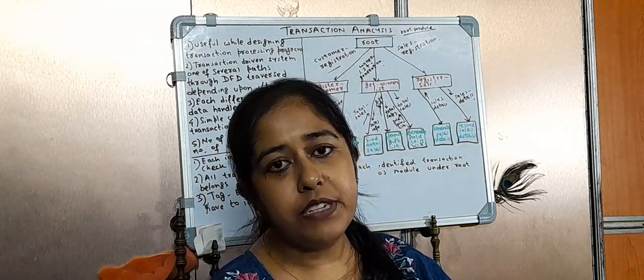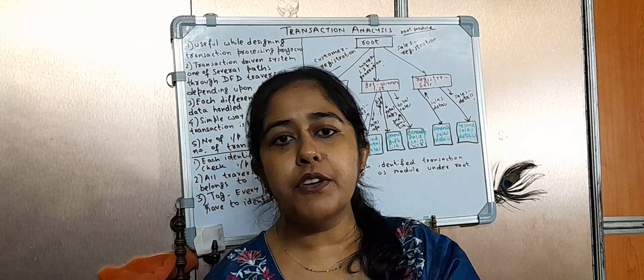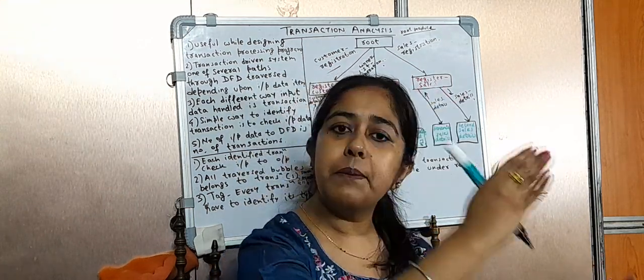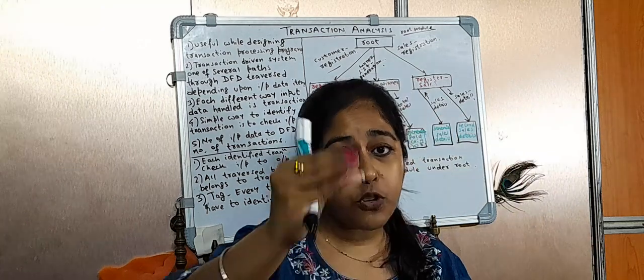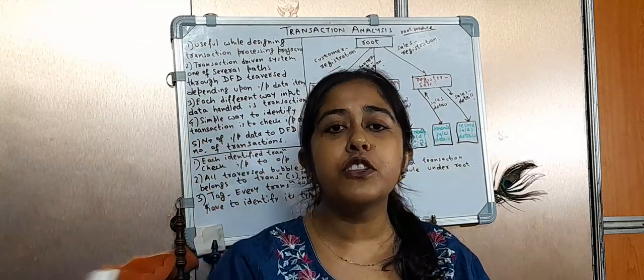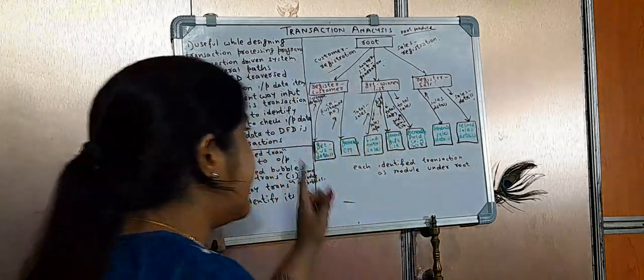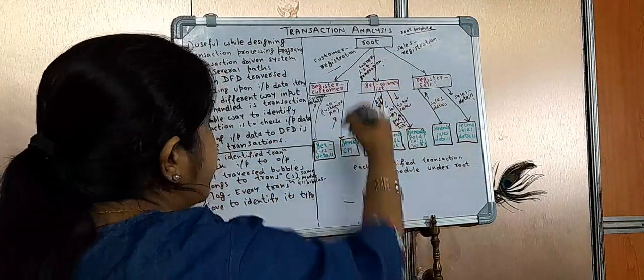With the help of your DFD, you are counting the number of inputs going to your DFD, and every particular input is one transaction. Clear? Now let's see what is happening here, how we are generating this.